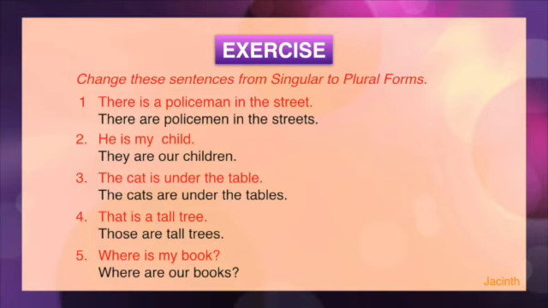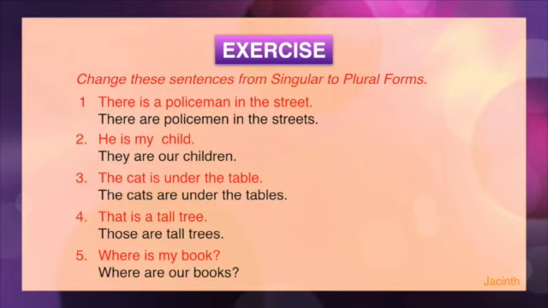Here is an exercise that will show you how these rules are applied in a sentence. Let us read the question together. Change these sentences from singular to plural forms. Number 1. There is a policeman in the street. The sentence has changed to there are policemen in the streets. Clearly, is has changed to are. A policeman has changed to policemen. The street has changed to the streets. So here we have there are policemen in the streets.